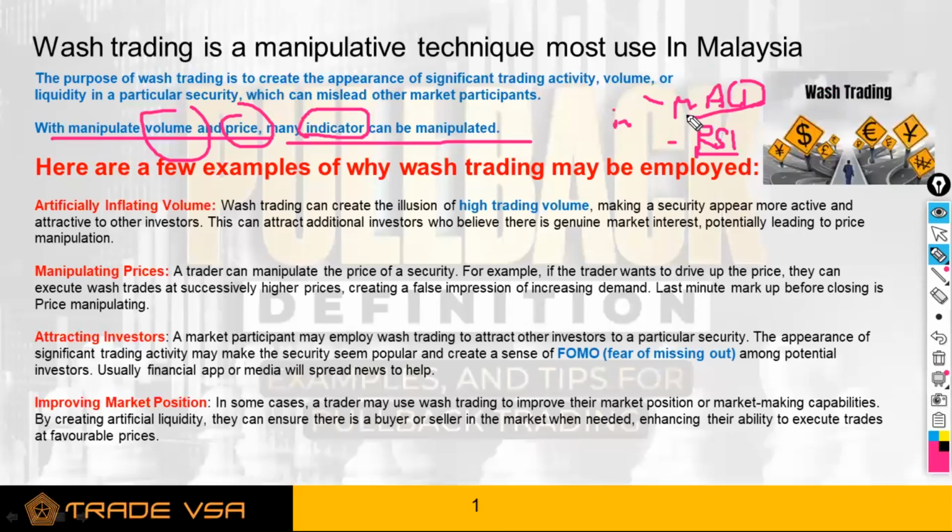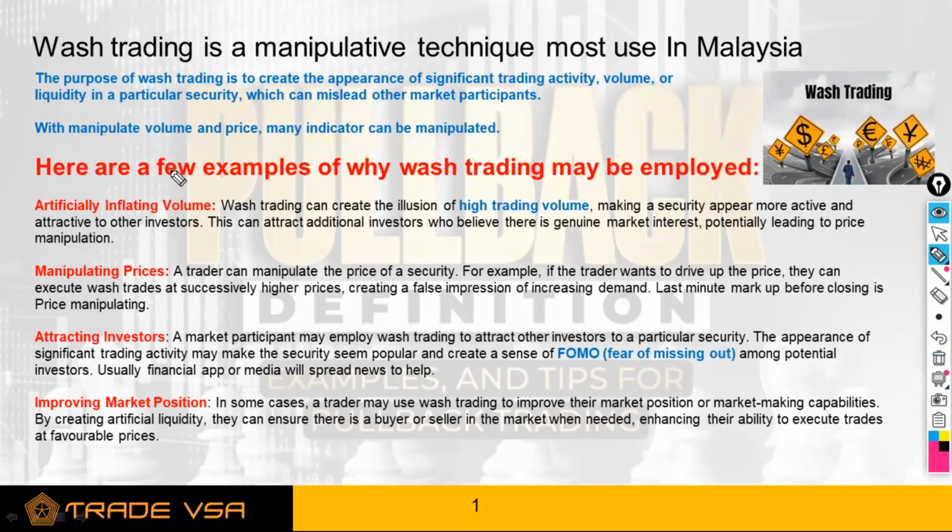So how would smart money make money from the market if all the retail investors just use a simple indicator and can already avoid all the traps? That would be impossible. So in this process, there are a few examples of how wash trading may be employed. One of them is artificially inflating volume, where a high volume is put into the stock.